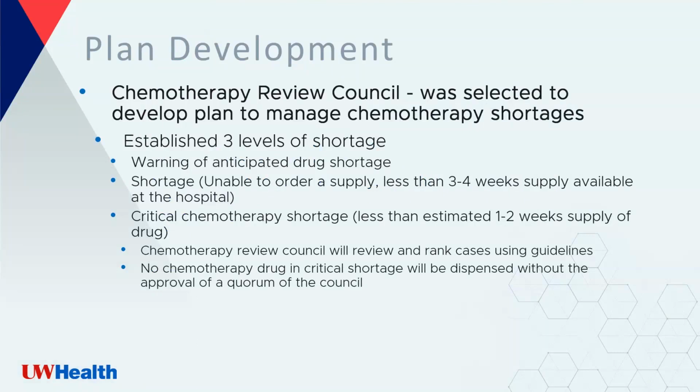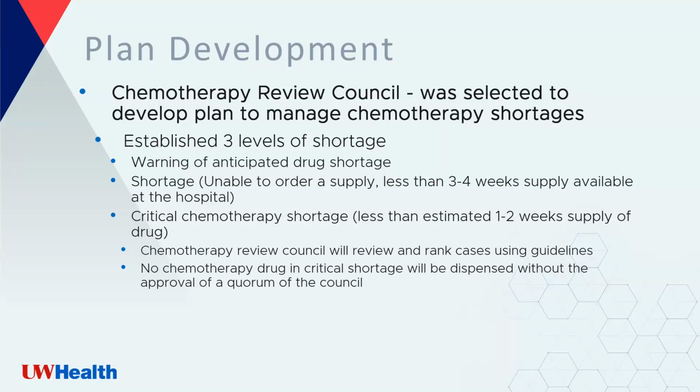We established 3 levels of shortage. One is just the warning of an anticipated drug shortage, which doesn't seem to happen a lot. Usually all of a sudden it's on shortage. Shortage is unable to order a supply, less than 3 to 4 weeks supply available at the hospital. And that is actually both the dacarbazine and the paclitaxel protein bound at the moment. A critical chemotherapy shortage is where there's less than an estimated 1 to 2 weeks supply of the drug, and that's based on historical usage.